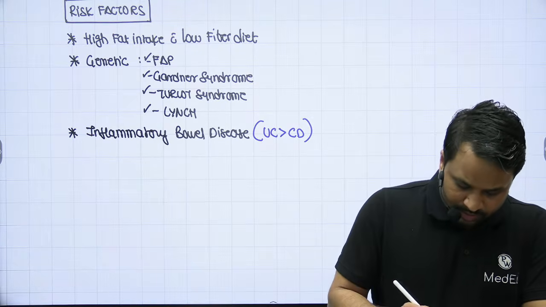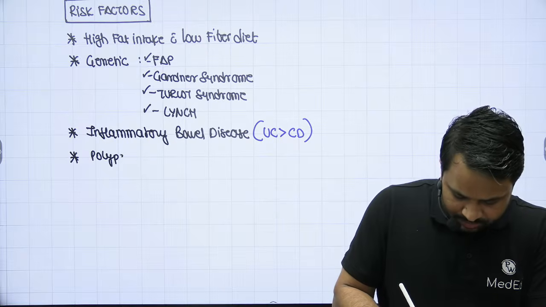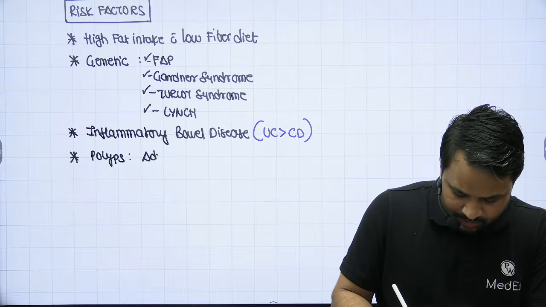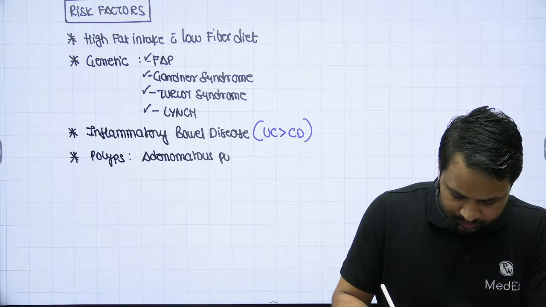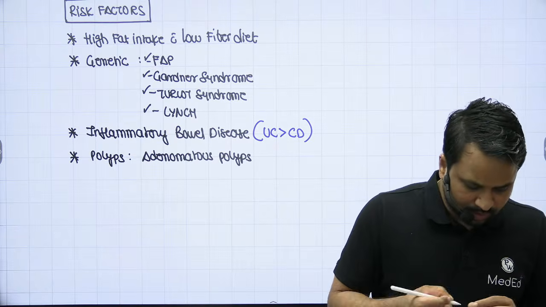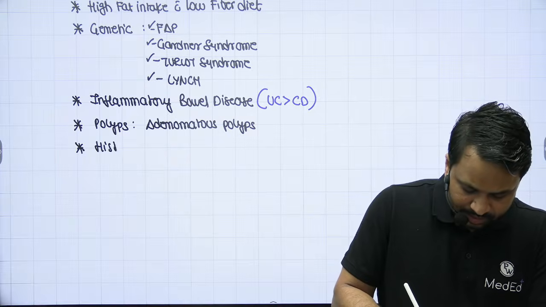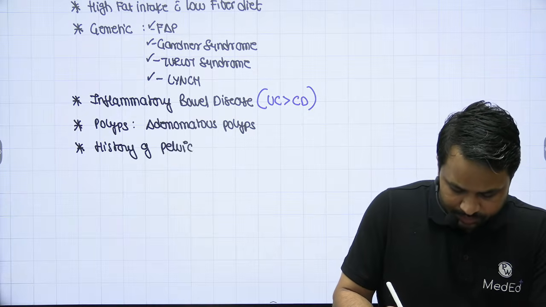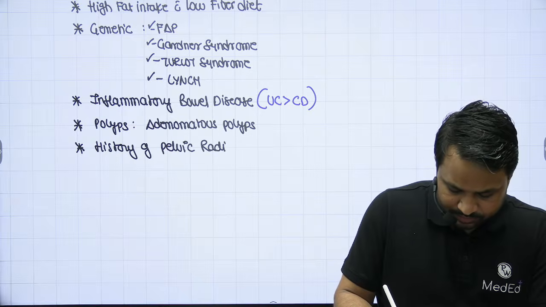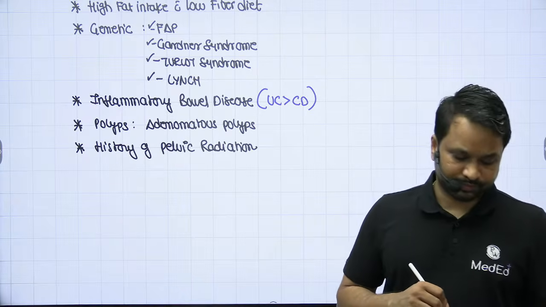Then it is also associated with polyps. Remember, the maximum risk is associated with adenomatous polyps. It is associated with adenomatous polyps and the history of pelvic radiation.